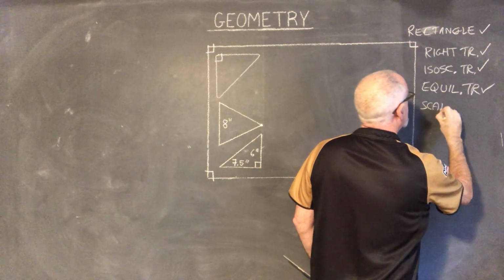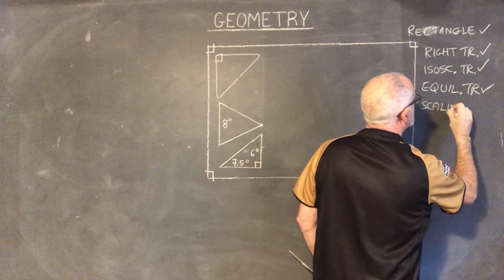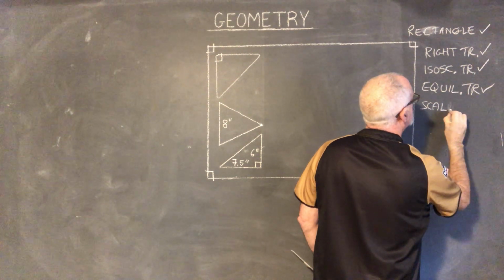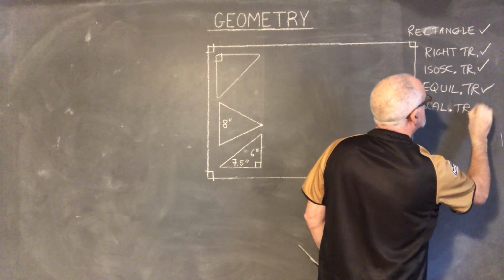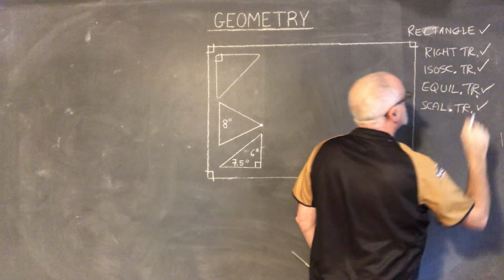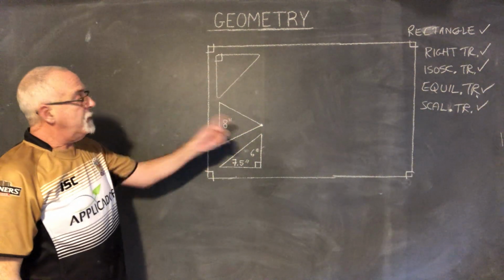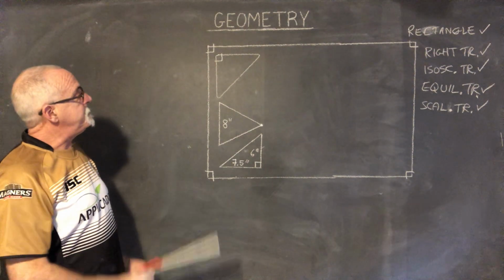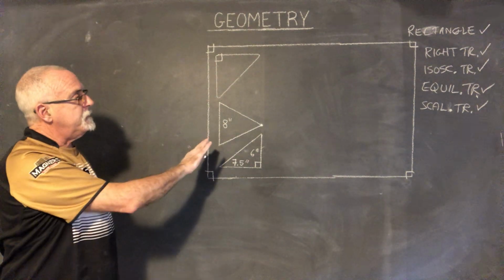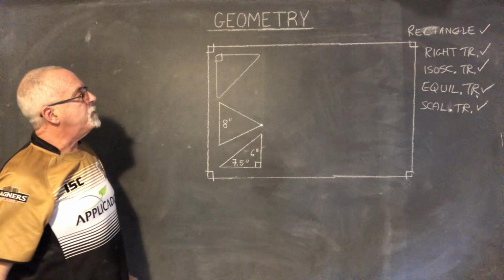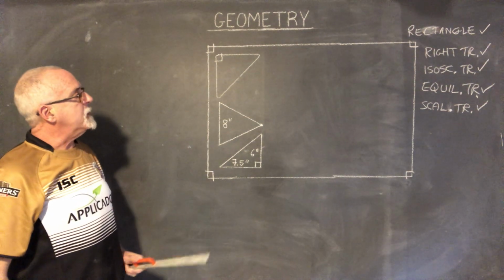But we have a scalene. I'll put SCAL. TR., check it off. Okay, I've covered all the types of triangles that I want. And I have lots of room for other things. And we have some of the dimensions we need for our area formulas already, and we'll measure to get others.